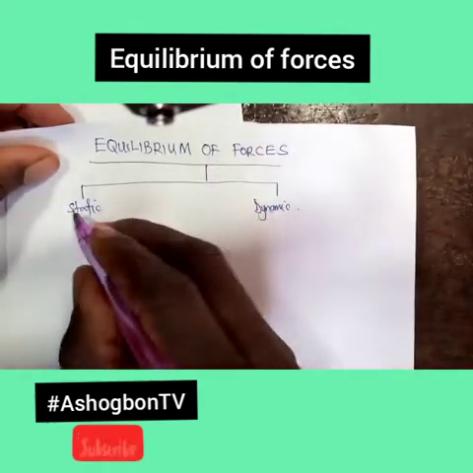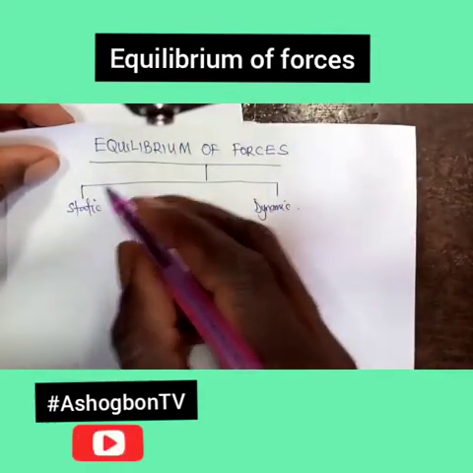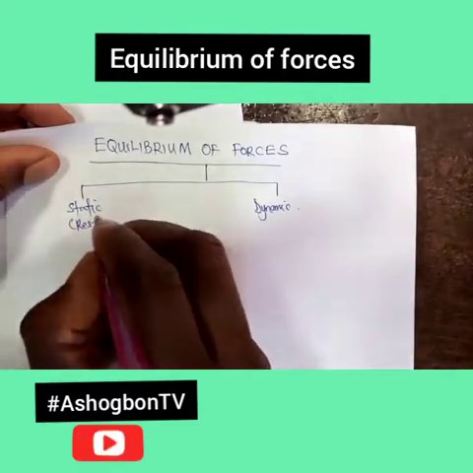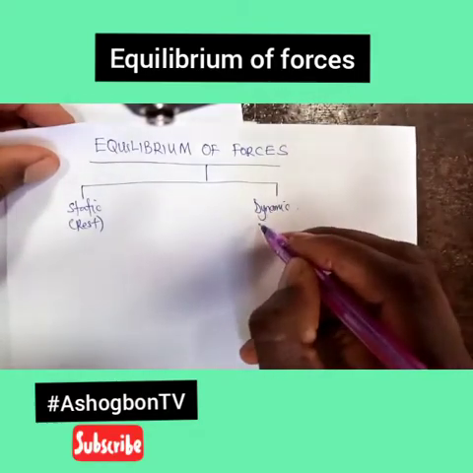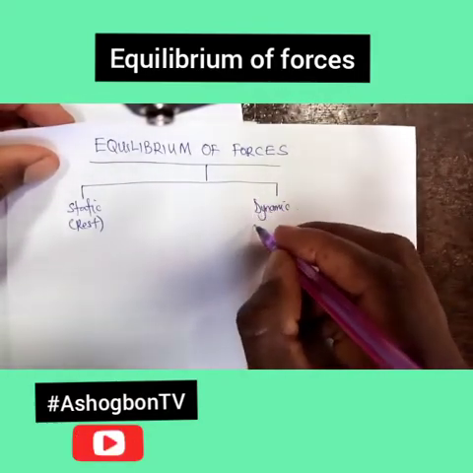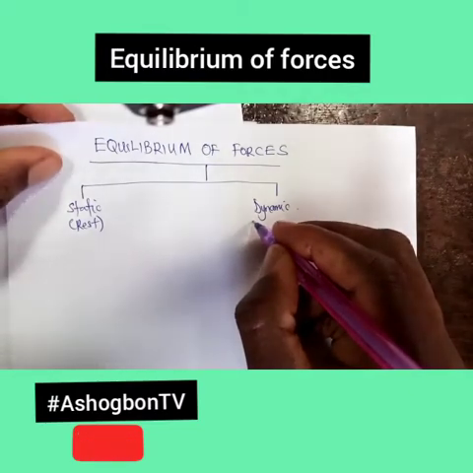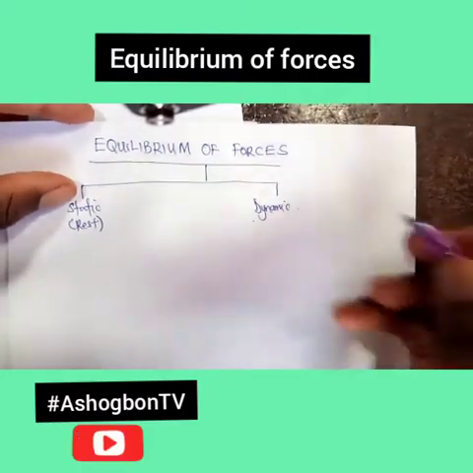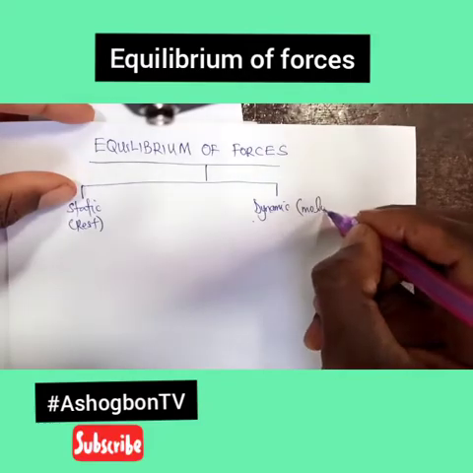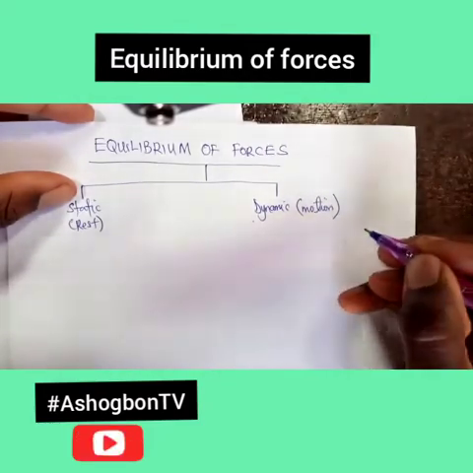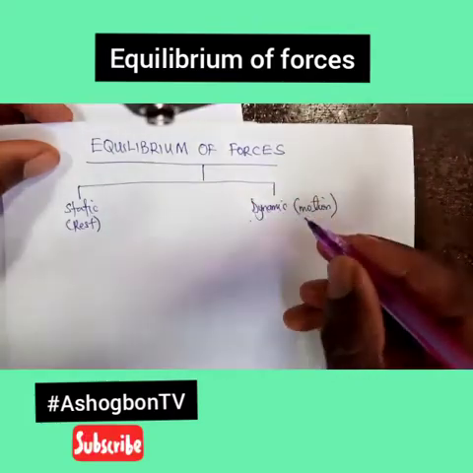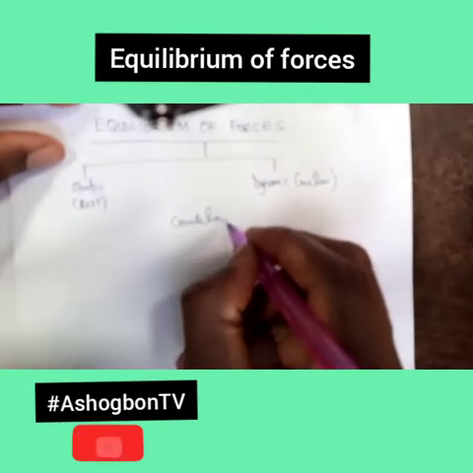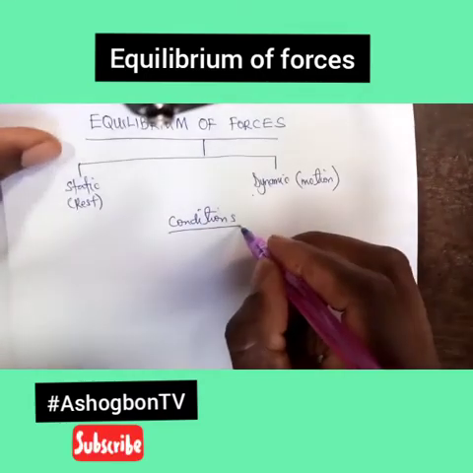Static and dynamic. So static equilibrium is the kind of equilibrium attained by a body when that body is at rest, and the type of equilibrium attained by a body that is moving with a constant linear speed or constant angular velocity is termed dynamic equilibrium. So we can also say that a body that is moving, or a body that is in motion, can also attain equilibrium.